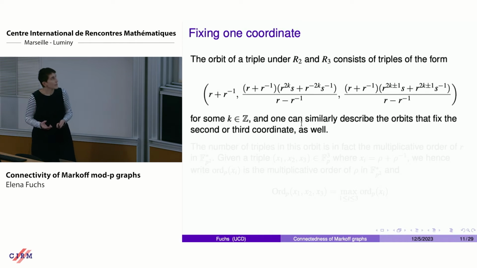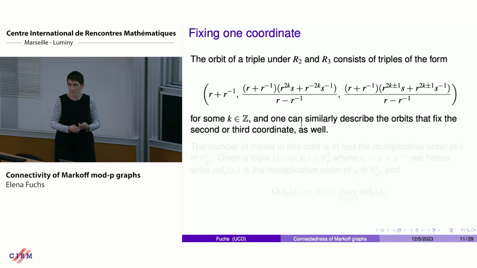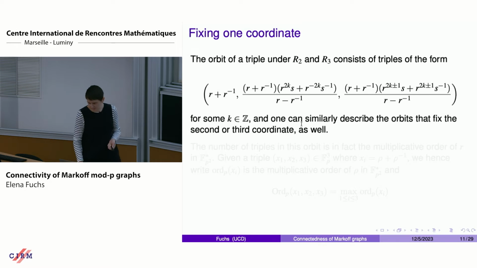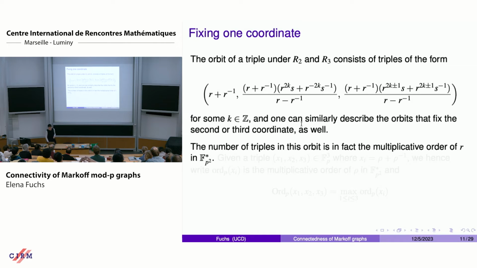Now, if you look at the orbit of that triple, the way we wrote it, under the group generated by R2 and R3, this coordinate is fixed, and then these two coordinates are going to look like this. The 2K plus 1 and the 2K depend on how many R2s and R3s you've taken so far. And this is just where you're fixing the first coordinate. You can do the same thing for fixing the other two coordinates. How many triples are there in this orbit? It's going to be the multiplicative order of R in FP squared star.